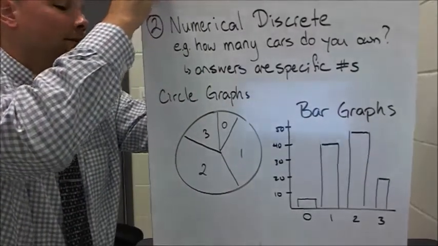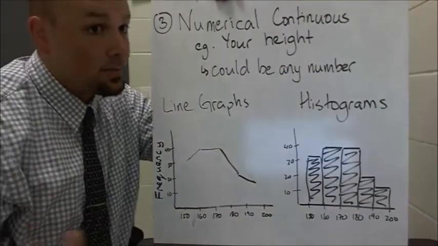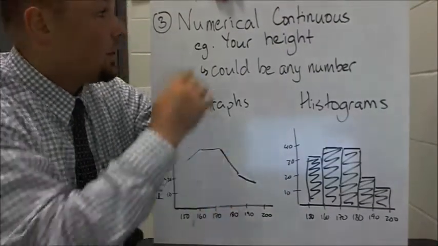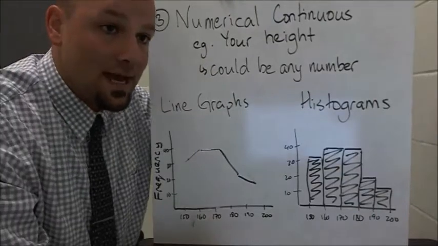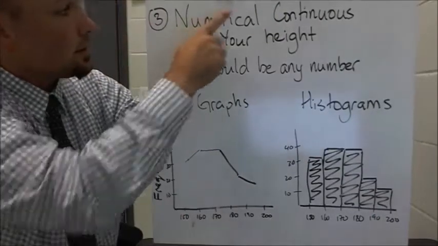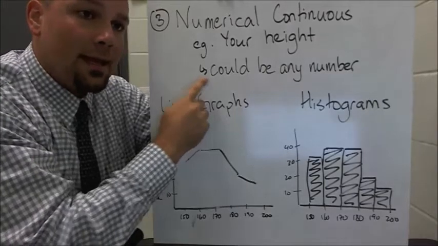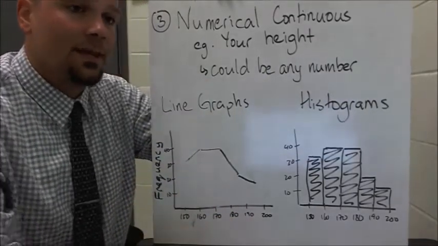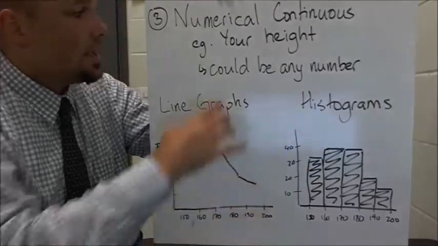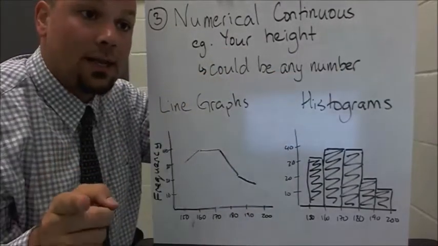The last one that we have to talk about, and the one that's a little bit more complicated and harder to understand, is called numerical continuous data, okay? So numerical continuous data could be any number, okay? And it doesn't have to be a specific number. It doesn't have to be 23 students, right? So, and a good example is your height, all right?